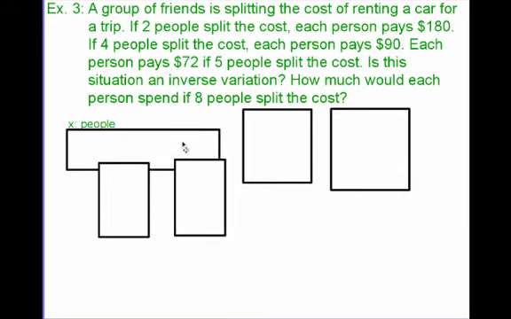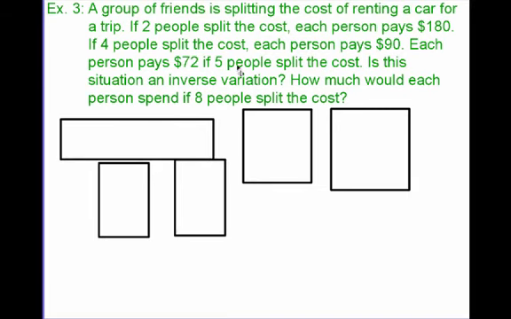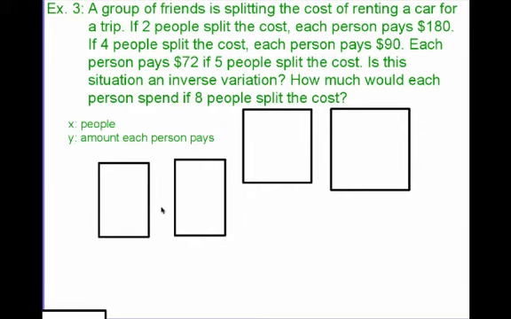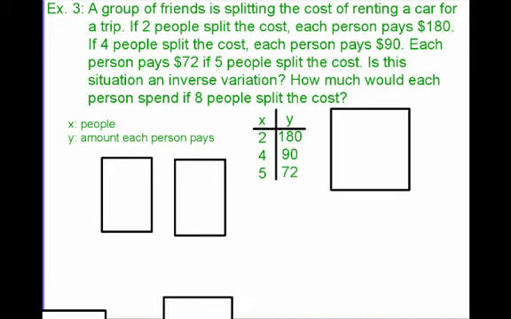So let's go through this. First, I need to define my x and my y. I know I have people splitting a cost, so I'm going to say x is people and y is the amount each person pays. So I'm going to make myself an x, y table. Two people and each person pays $180. Four people and each person pays $90. Five people and each person pays $72. And I'm trying to figure out, if there are eight people, how much do they each pay?